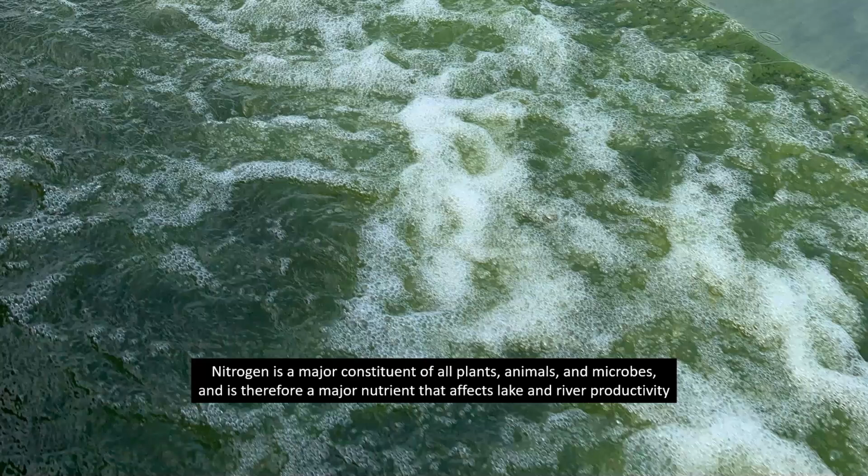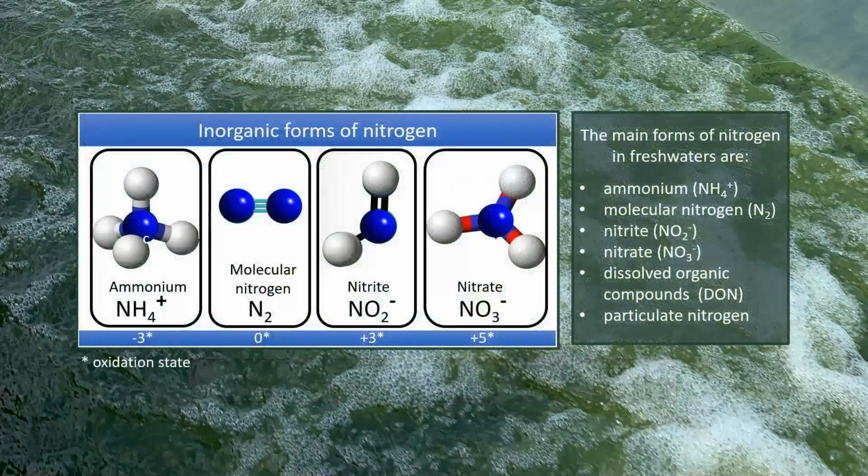Nitrogen is a major constituent of all plants, animals, and microbes, and is therefore a major nutrient that affects lake and river productivity. The main forms of nitrogen in fresh waters are ammonium, molecular nitrogen, nitrite, nitrate, dissolved organic compounds, and particulate nitrogen.